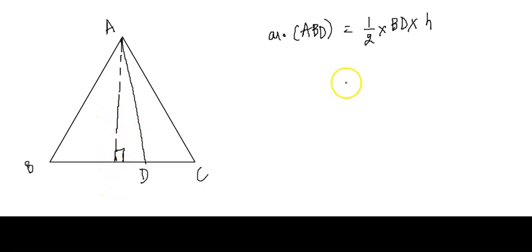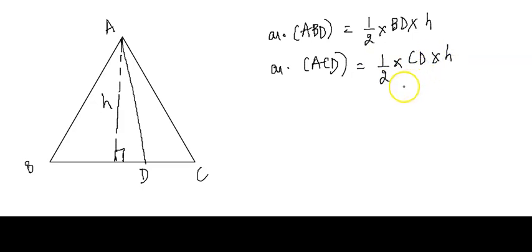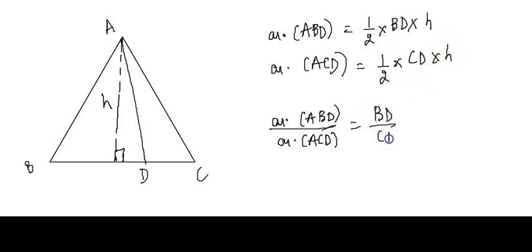Okay, this is H. Same way, area of ACD. What will be the area of ACD? It will be half into base, which will be CD, and height will remain H. So if I take a ratio of areas ABD and ACD, the half will cancel out, H and H will cancel out, and we get BD upon CD.